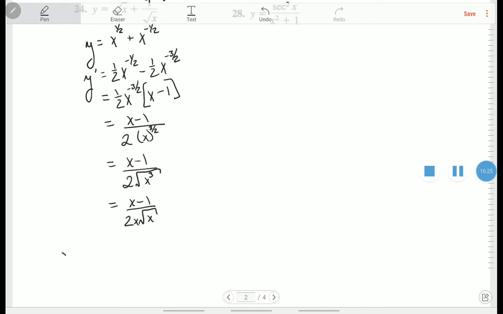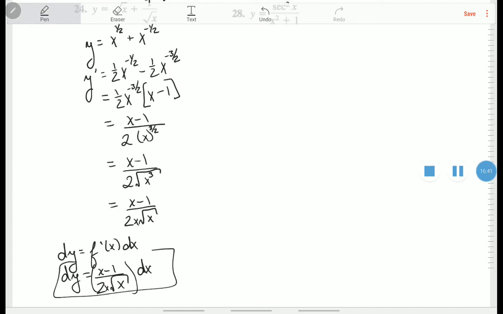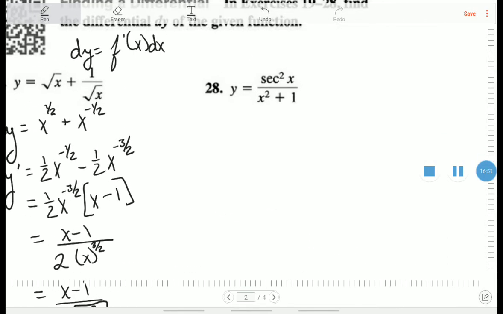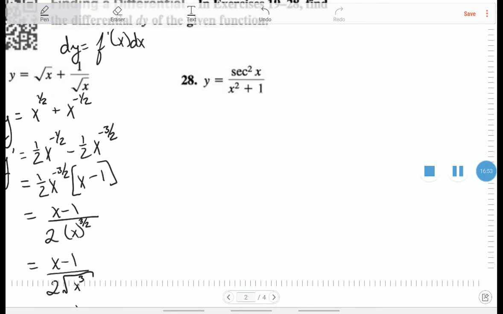So then our differential dy, the definition is f prime of x times dx. So it's just going to be that derivative times dx. So there's our differential. So now we found the differential. We are ready to make approximations if we wanted to. Let's do the same thing for number 28.